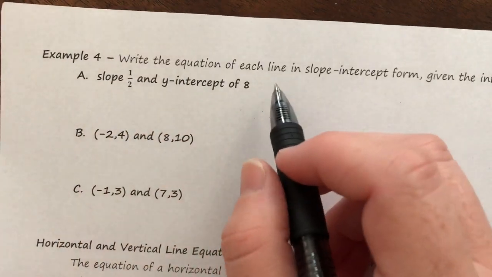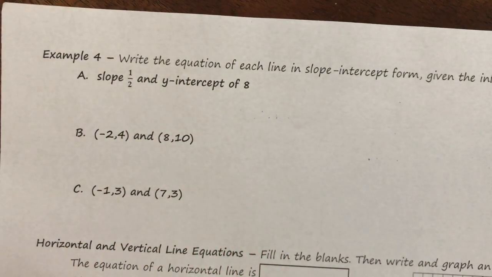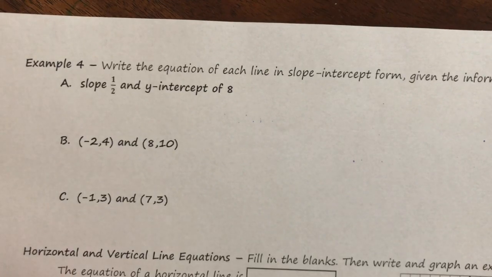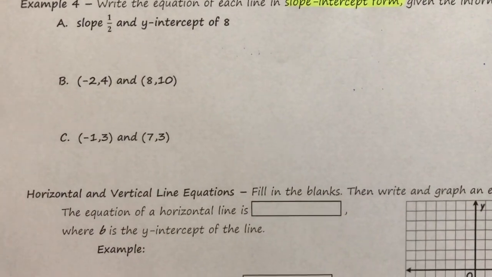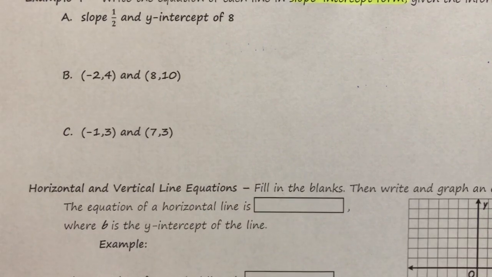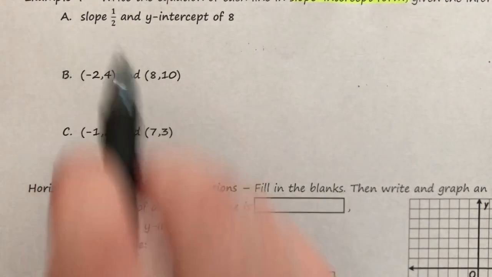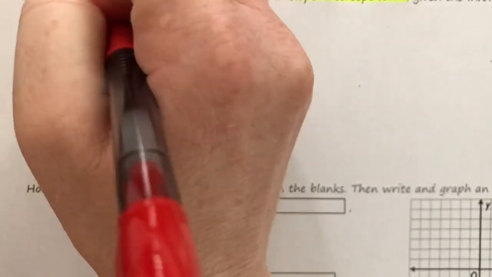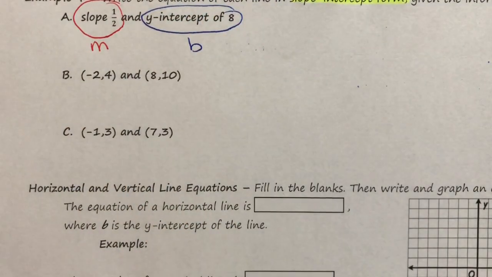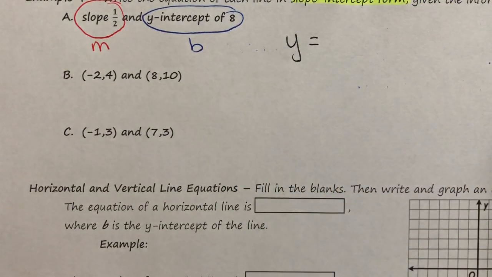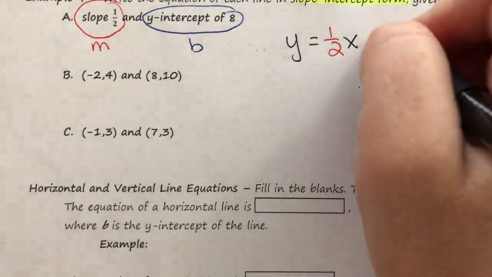Example 4, write an equation of each line in slope-intercept form. So again, that's y equals mx plus b, given the information. Okay, so our goal is to figure out what m is and figure out what b is. And we've got a few different ways we can do that, right? So we have here, slope is 1/2. This is our m. And the y-intercept is 8. That's our b. So we don't have to do any math here. We just have to write our equation. y equals 1/2 x plus 8.